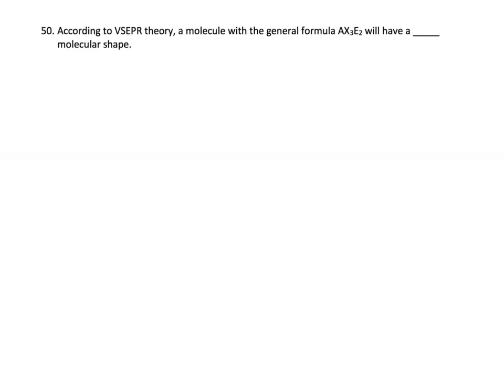And on to question 50. According to VSEPR theory, a molecule with the general formula AX3E2 will have a blank molecular shape. AX3E2 means 5 electron groups. Something like this would have an electron group geometry of trigonal bipyramidal.